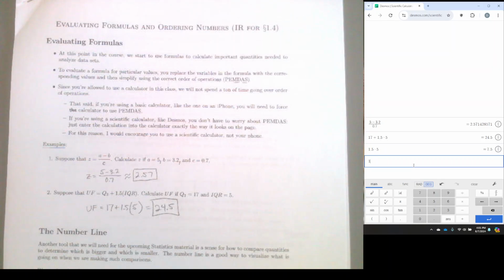The much safer thing to do, of course, is to just type it in exactly the way it looks into the Desmos calculator, and Desmos will do the rest for you.